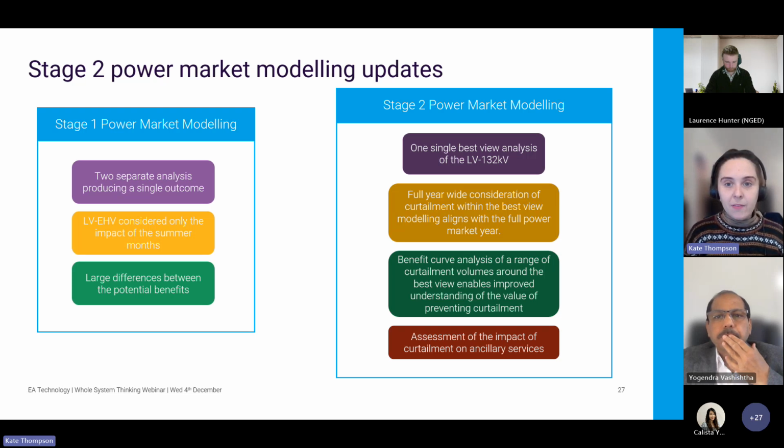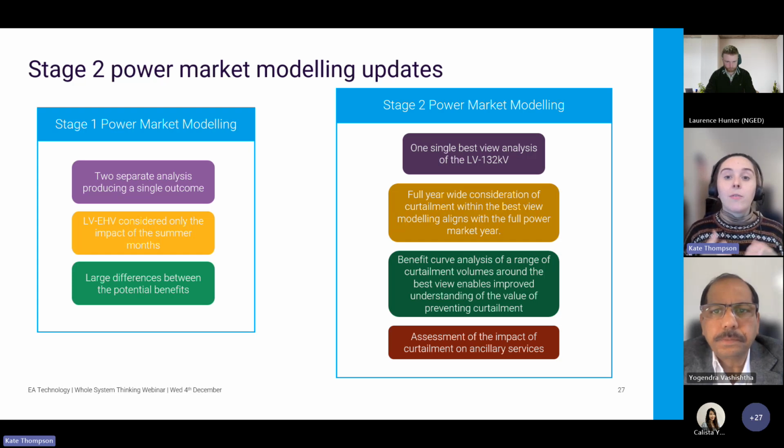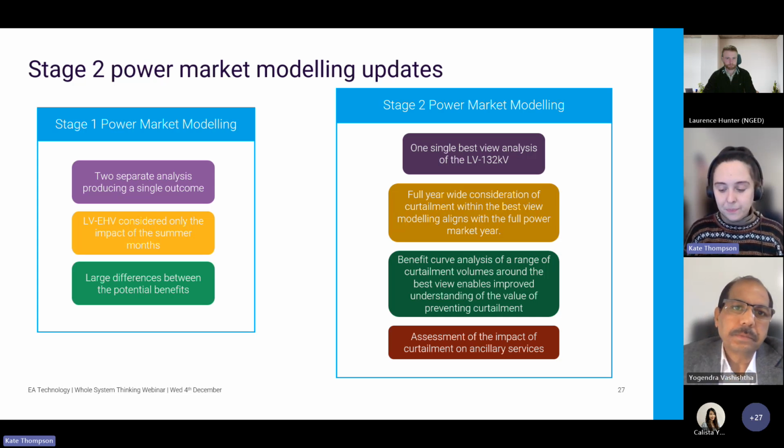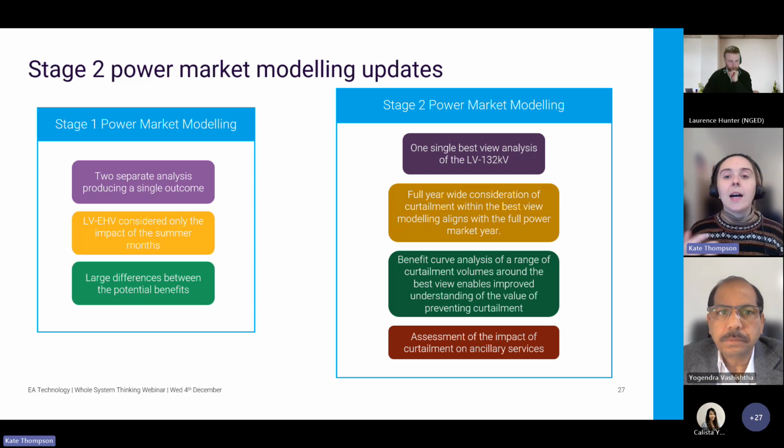Baringa are doing a benefit curve analysis, as I've already explained. So they're going to scale the best view results of curtailment down to percentages and up to percentages, in order to analyze what the cost in carbon and pounds will be if, from our best view, in reality, we were to actually see more curtailment or less curtailment. What this will allow NGED to do is actually assess areas that might have higher volumes of generation on or lower volumes of generation on, and therefore determine how much value targeted reinforcement would have on these areas. And Baringa are also doing an assessment of the impact of ancillary services and how curtailment in our network impacts them.